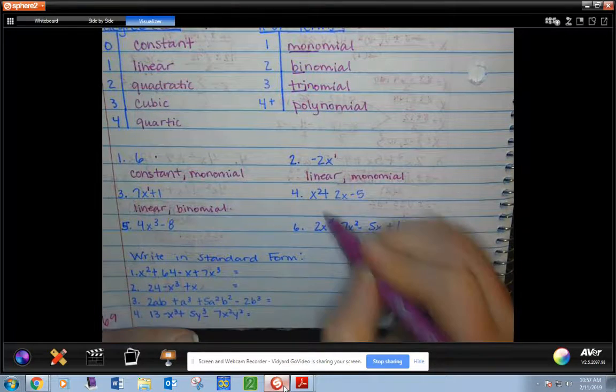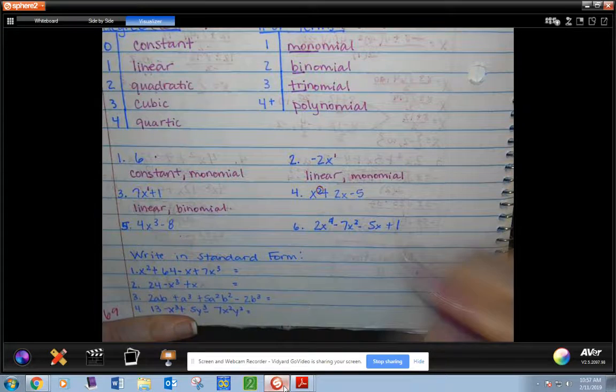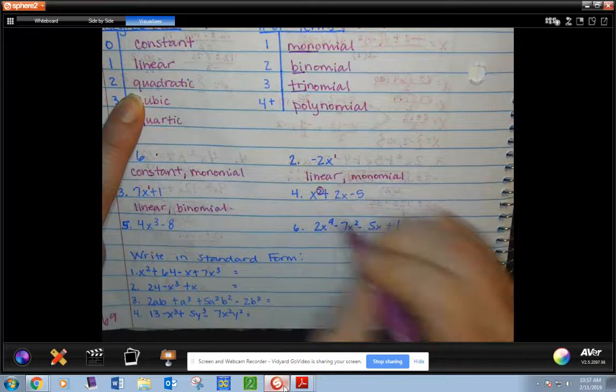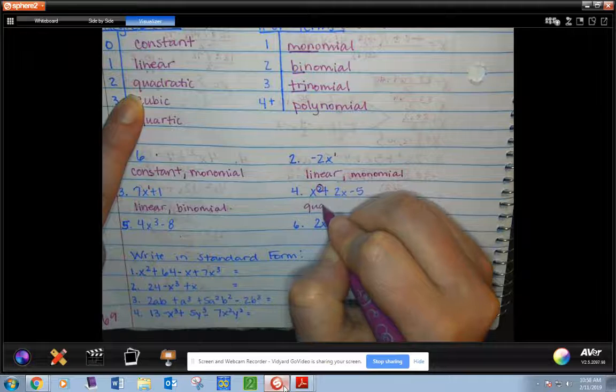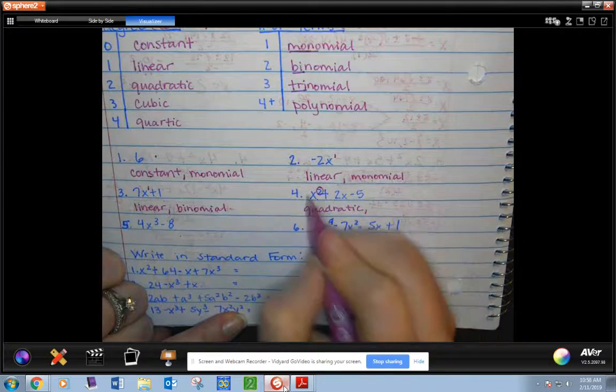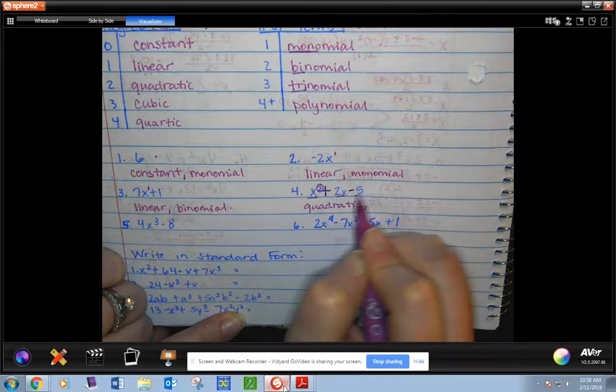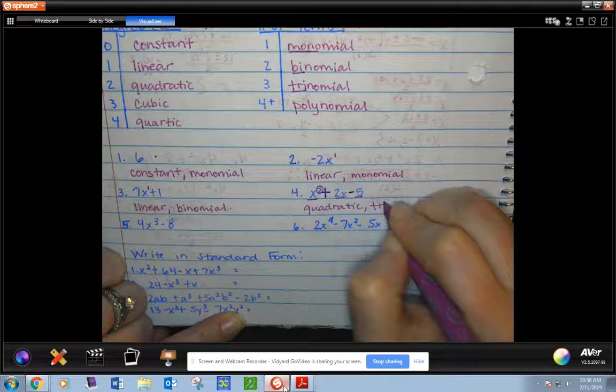Okay, moving on, I've got x squared plus 2x minus 5. The squared is my highest exponent. So this is a second degree, which means this is quadratic. Okay, and I look to see how many things there are in this. I have a plus sign and a minus sign. So there's 1, 2, 3 things, and 3 things mean trinomial.